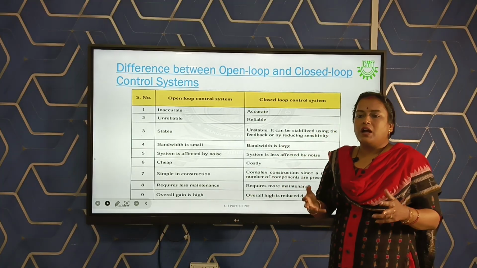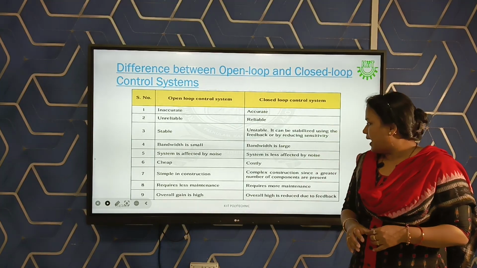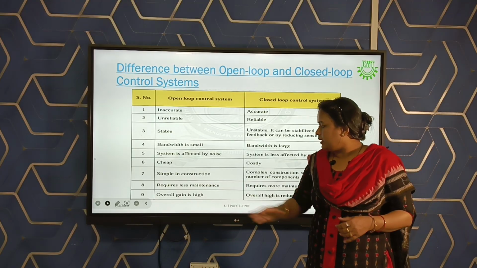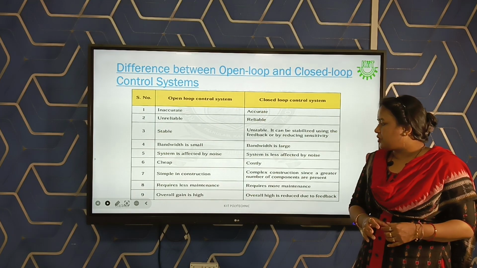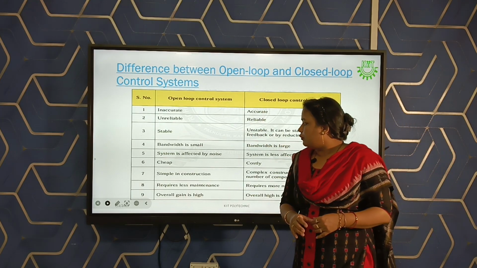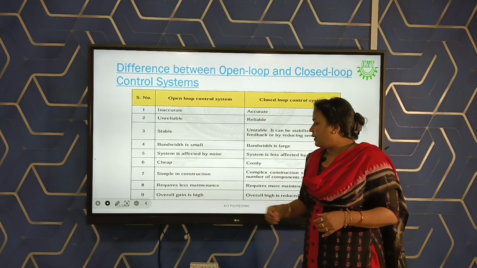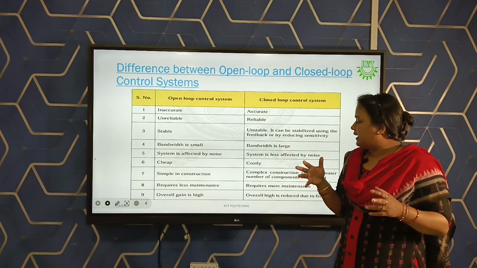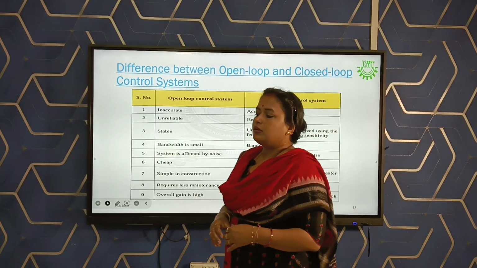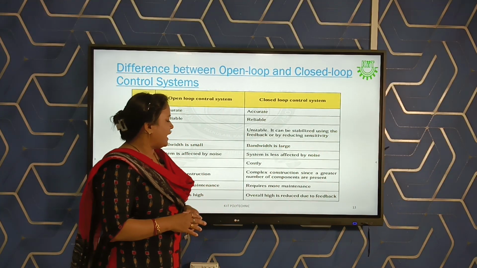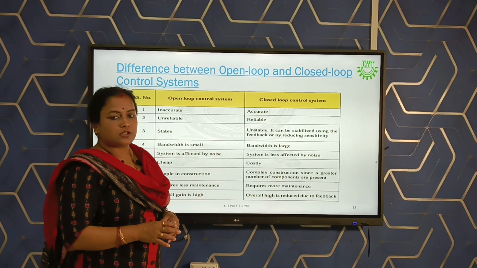Next, in open loop, as the number of control parameters is less, it will be cheap, while closed loop is costly. Next, open loop is simple in construction, but closed loop is complex in construction. Next, open loop requires less maintenance, but closed loop requires more maintenance. Always remember, the overall gain of an open loop control system is high, but the overall high gain is reduced due to the presence of feedback in closed loop control systems.